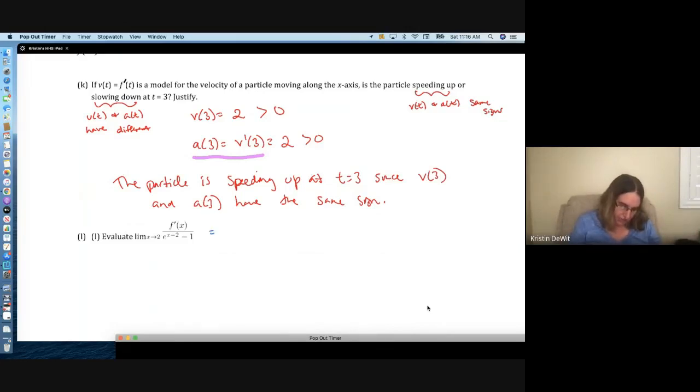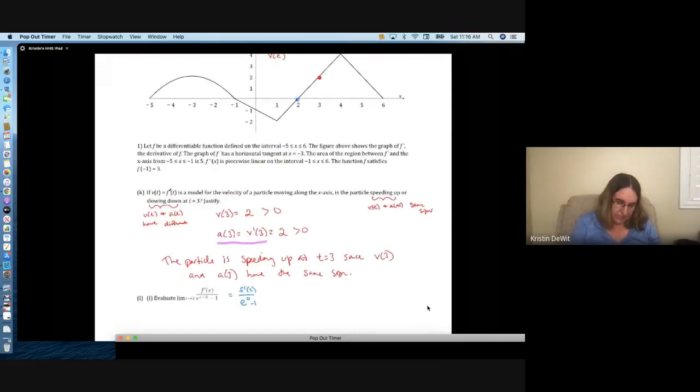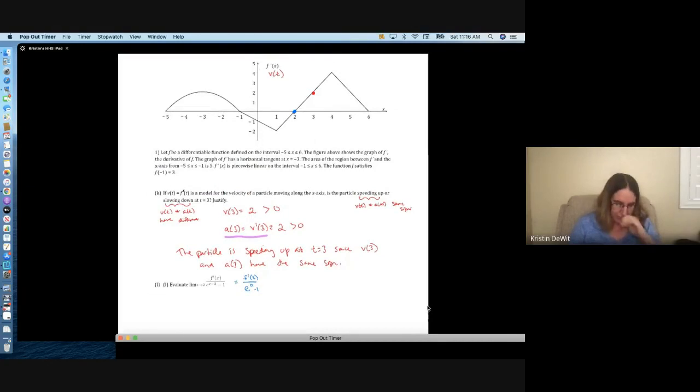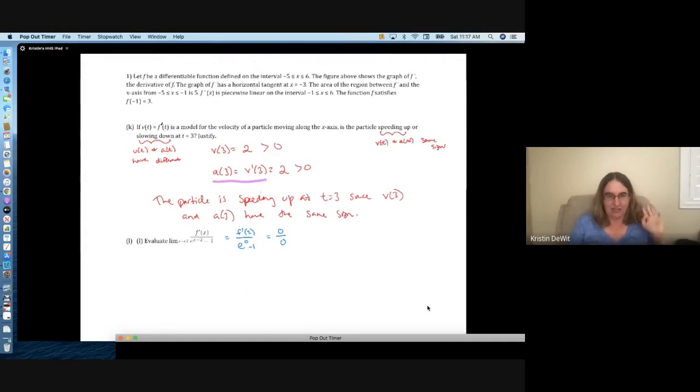You plug that in and we get f prime of 2 over e to the 2 minus 2, which is 0 minus 1. And then the slope at 2, f prime of 2, is what it is because that is the f prime graph. So my slope is 0. And then here I've got to be careful because I don't want to write equals 0 over 0, because that's that dangerous thing that we lose points for.